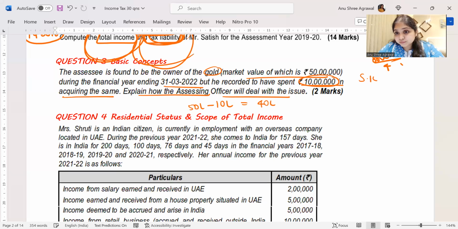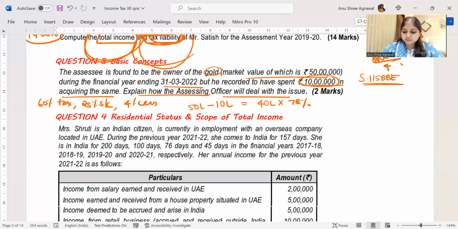So which section will you apply? Section 115 BBE. 115 BBE says in such case, at what rate will you have to pay tax? You will have to pay 60% tax plus how much surcharge? 25% mandatory surcharge and 4% cess. So effectively, this is going to be 78%. So you will end up paying 31,20,000. This much tax you will end up paying. This is question number 3. Just wanted to give you a revision about section 115 BBE. Very, very important from the MCQ point of view. Okay. So what's the tax rate? 60%, surcharge rate 25% and 4% cess.